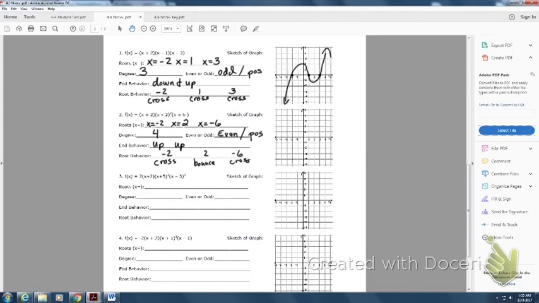So I've got an x-intercept at -6, which is off the graph a little bit. I've got one at -2, and I've got one at 2. So what this one will look like, it's going to go through there. It's going to cross at -2, and then it's going to bounce at 2. It won't go all the way through the x-axis, I'm sorry.